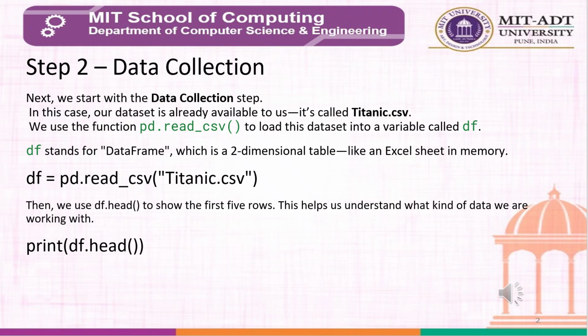So df equals pd.read_csv, and as an argument we are providing the path to the dataset. Then we use df.head to show the first 5 rows of the dataset. This helps us to understand what kind of data we are working with.